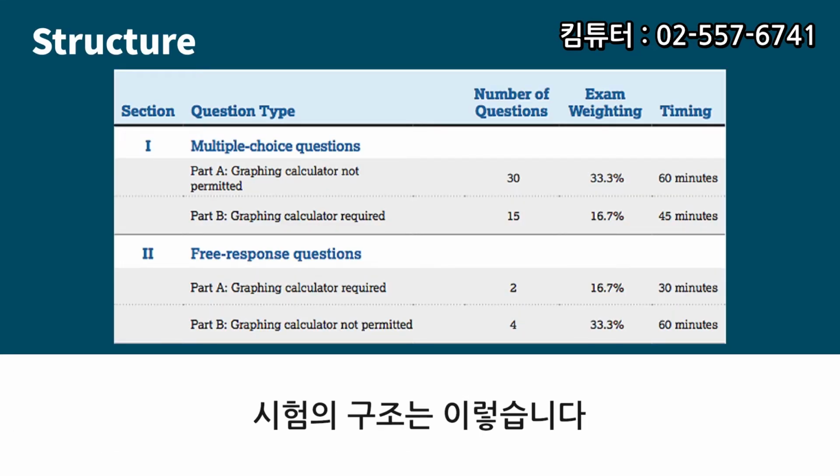In this AP Calculus AB course, we will be covering the test-centered questions, and this is the structure of the test. The first section is the multiple choice question, and the second section is your FRQ, also known as the free response question. These are the number of questions, the exam weighting, as well as timing.